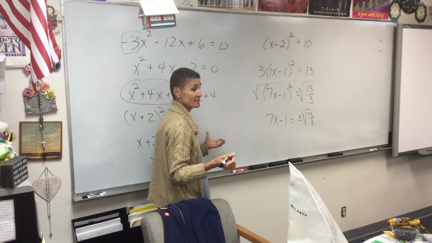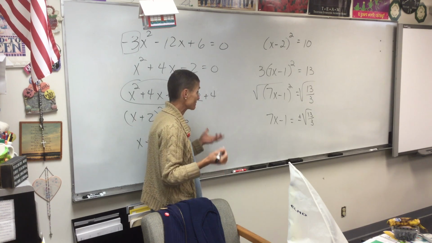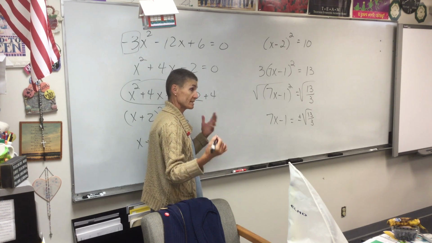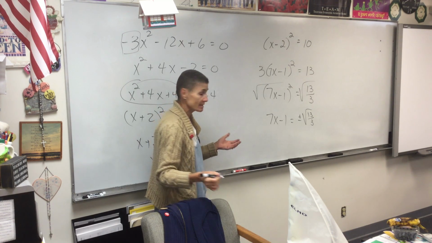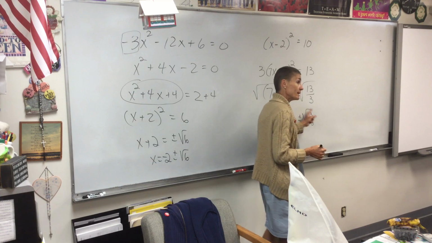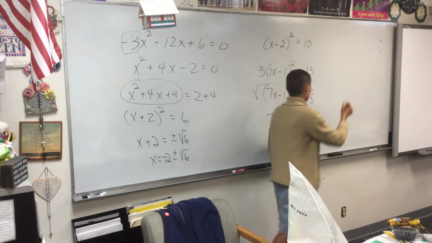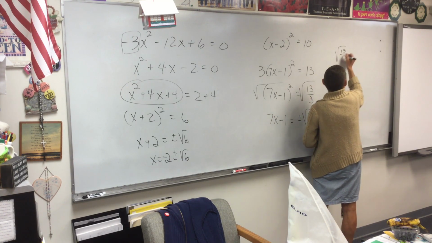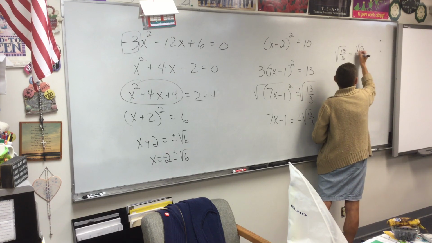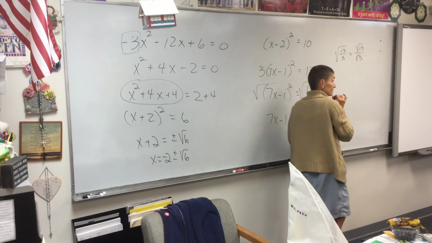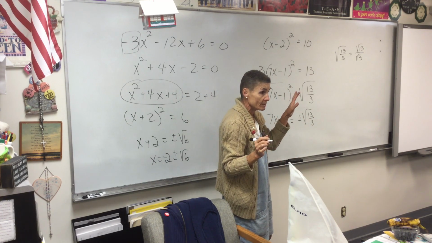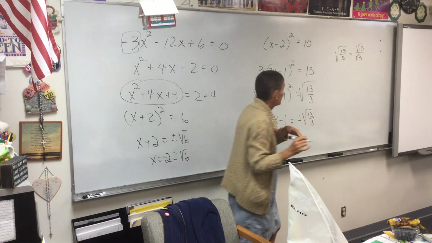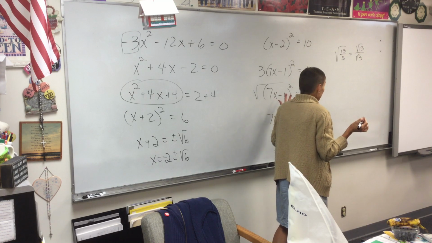Now we have some arithmetic to do. This is kind of a mess. We have some arithmetic to do, but you are essentially done. We just now need to get x by itself. We have a little bit of an issue here. Root 13/3 is the same as root 13 over root 3, correct? And we've got this rule that says no radicals in the denominator. So do you remember how to do that?